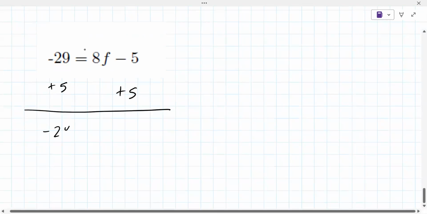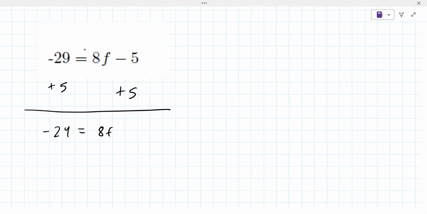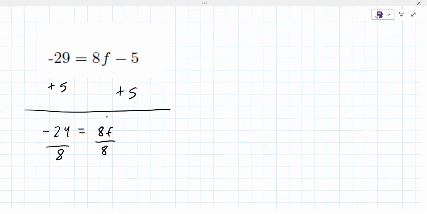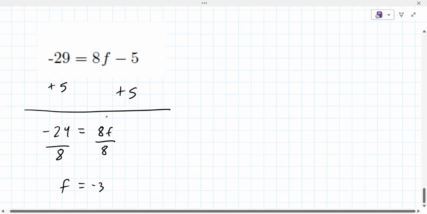-29 plus 5 is -24. All right. Now there's an 8 in front of the variable. So you divide by whatever number is in front of the variable. So F equals -3.